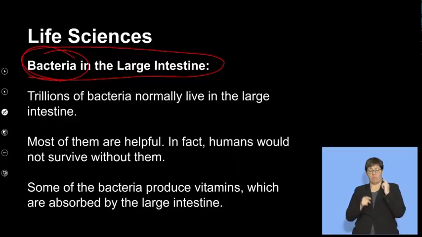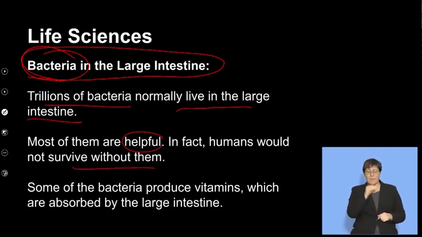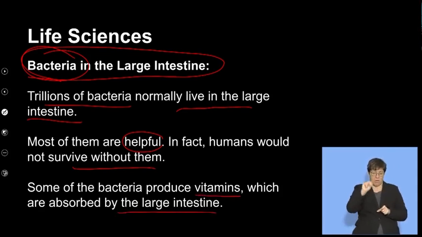So we have trillions of bacteria that live in the large intestine. Most of them are helpful. Generally, we need them, and they help us survive. Without them, we would have significant abnormalities in terms of the efficiency at which our digestive system functions. Some of the bacteria produce vitamins, which are absorbed by the large intestine.